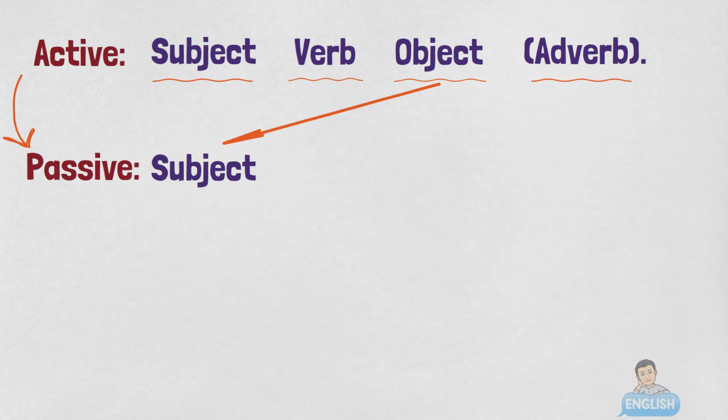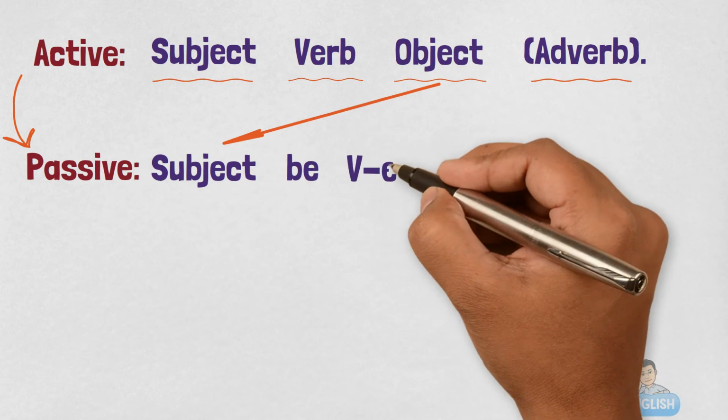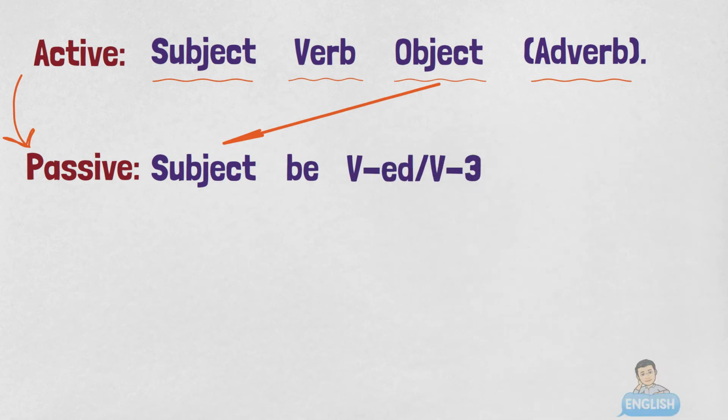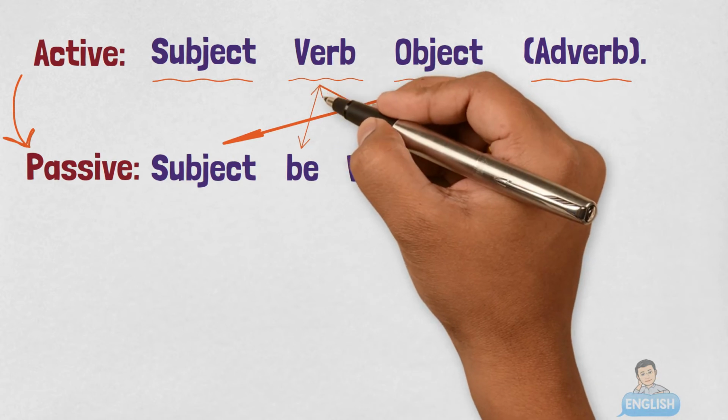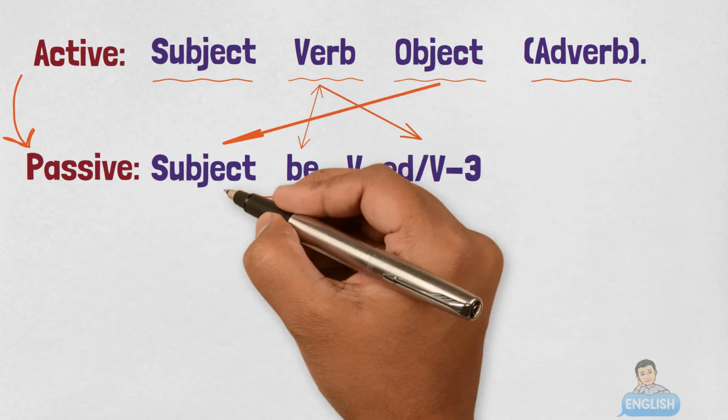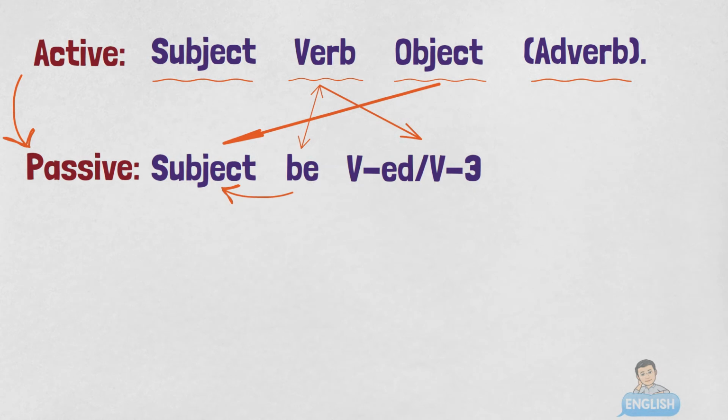Step number 3. The verb changes from the active form into the passive form, the correct form of the verb to be, followed by the past participle of the main verb. Please note that the verb to be is in the same tense as the main verb in the active sentence, and it must agree with the new subject.